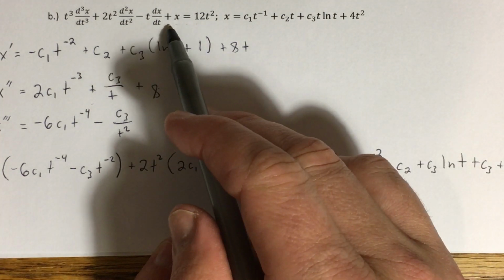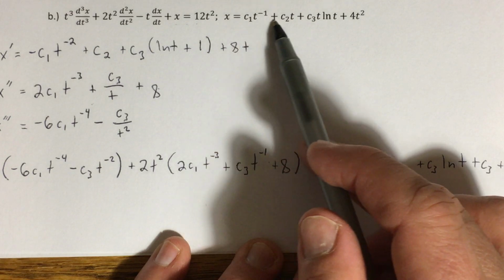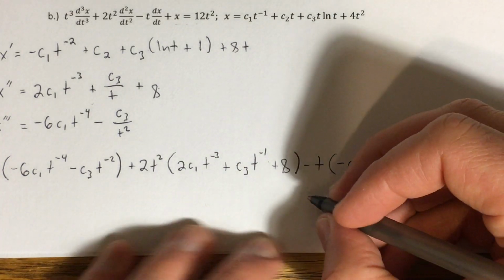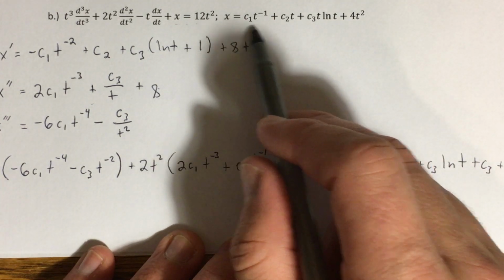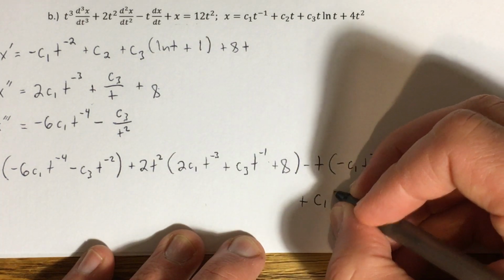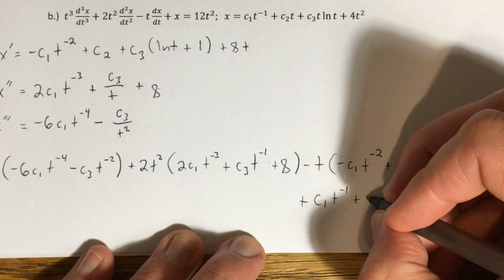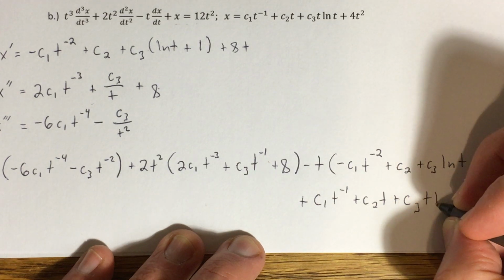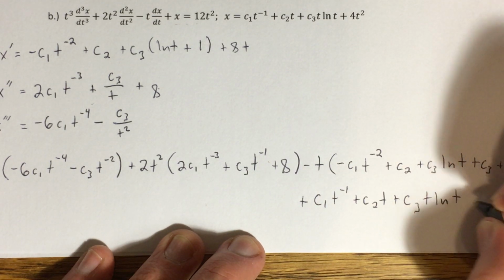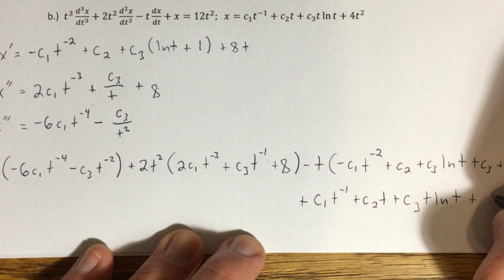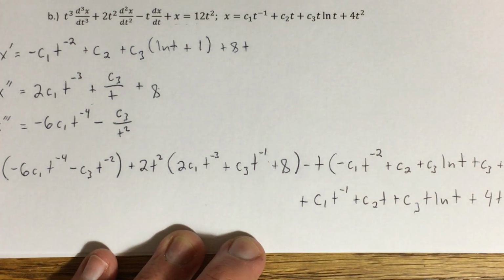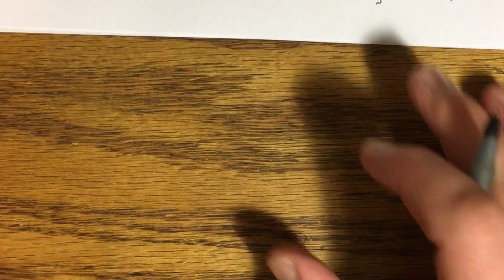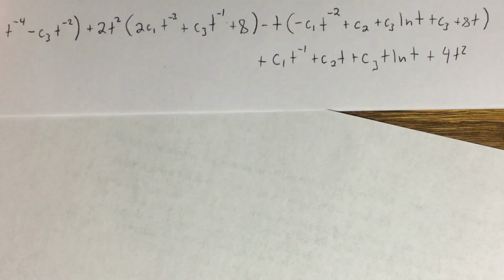Okay, and then I have this plus x right here, but this is what we're calling x. So I'm actually kind of running out of space here. I'm going to write this down here. Plus x, which is this guy: c1 t to the negative 1 power plus c2 t plus c3 t natural log of t plus 4t squared. Okay, now I clearly don't have enough space, so I'm going to continue this on to another page. Let's move that down a little bit.